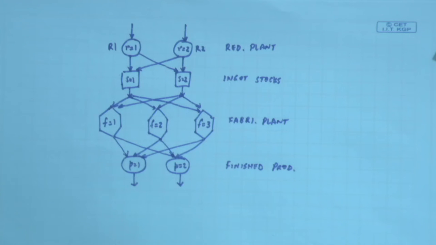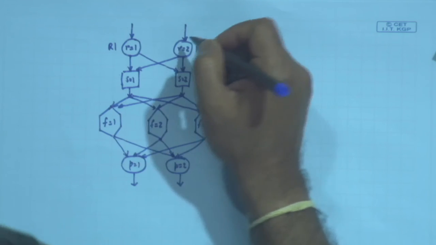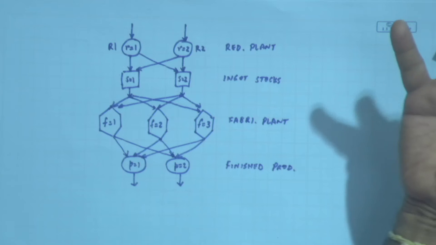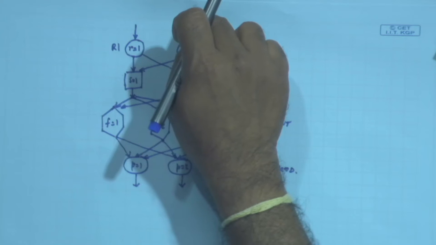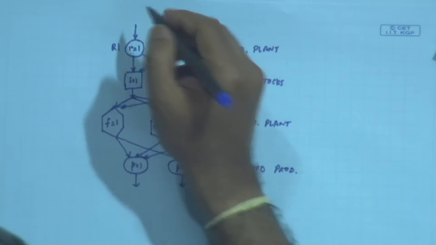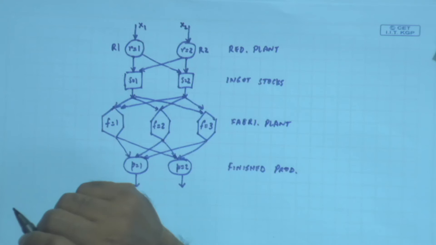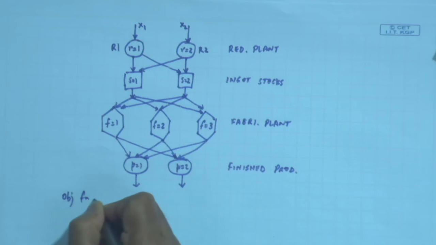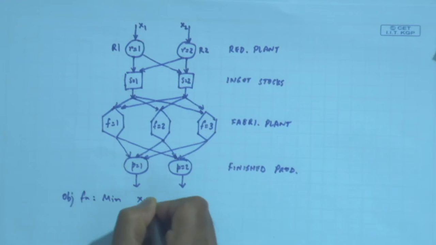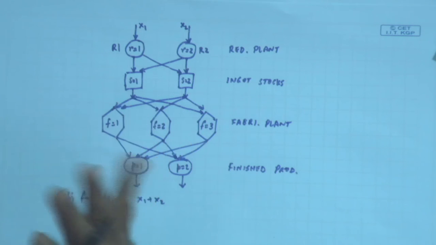For the coming season, the company wants to minimize the total tonnage of iron ore processed in its reduction plants. So what is the iron ore processed? The total coming to R1 and total coming to R2, this is the thing. And I don't know how much that is, so I need to minimize the total sum here. So what are my variables now? Let's assume X1 is being sent here and X2 is being sent here, because these are the things I don't know. So what is my objective function? Minimize x1 plus x2. These are the two things I don't know, but whatever they are, I have to minimize the sum.